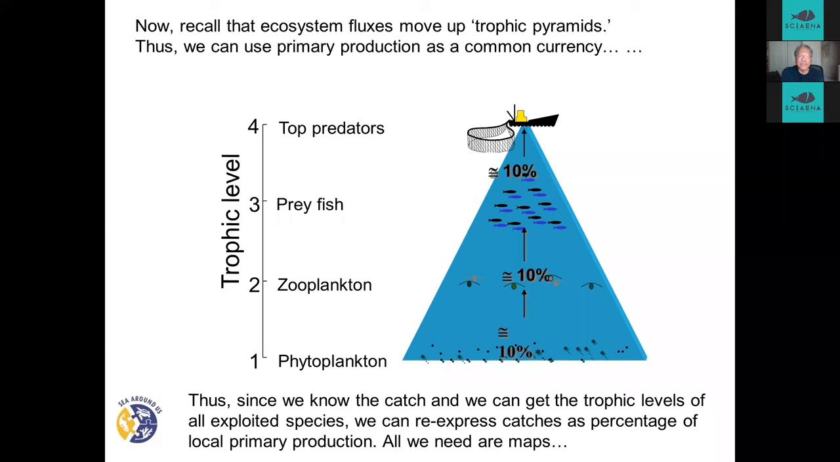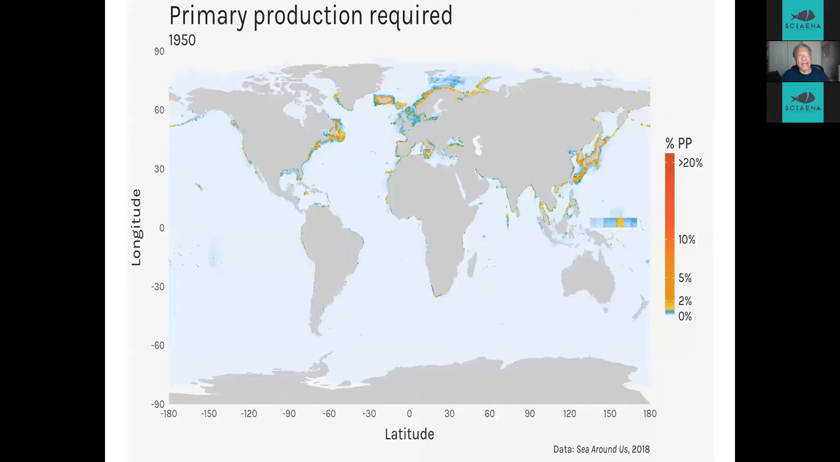because they are herbivores and feed on phytoplankton. So basically, when you catch a tuna at trophic level 4, for 1 ton of tuna you have embodied in this ton of tuna 10 tons of prey fish, 100 tons of zooplankton, and 1,000 tons of phytoplankton, because the conversion efficiency is about 10% per year per trophic level. So if we know the catch of all species, which we do from the Sea Around Us database and FAO database, and we know the trophic level of all species, which we do from FishBase, then we can express the catch as primary production relative to the local primary production. And the results are maps. And here you get the catch in the 50s expressed in terms of the percentage of the local primary production.